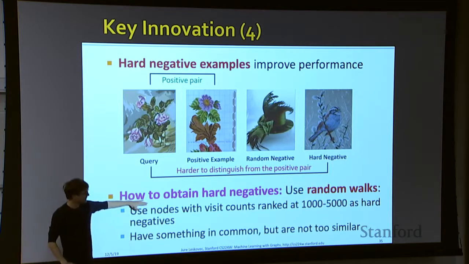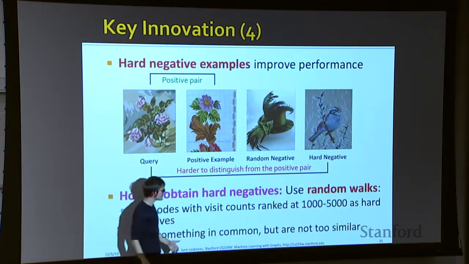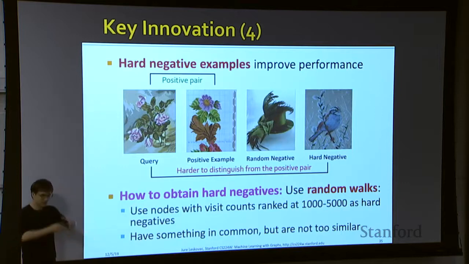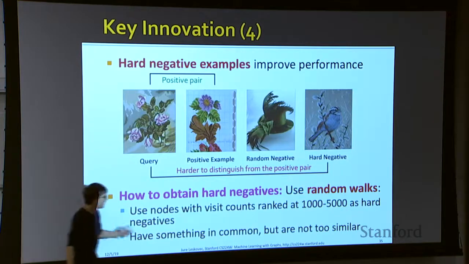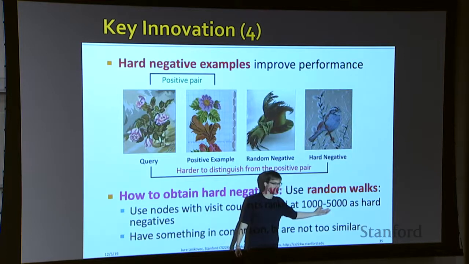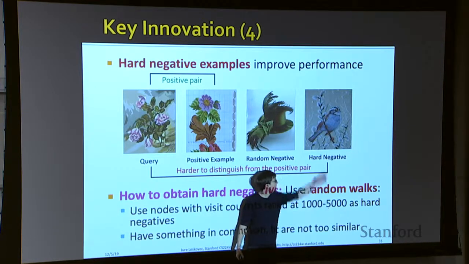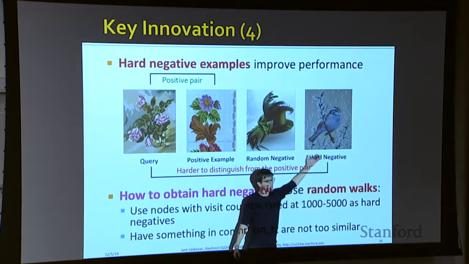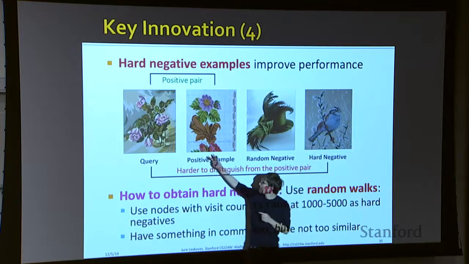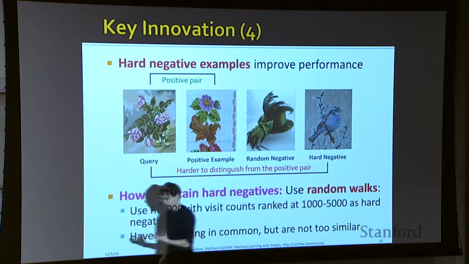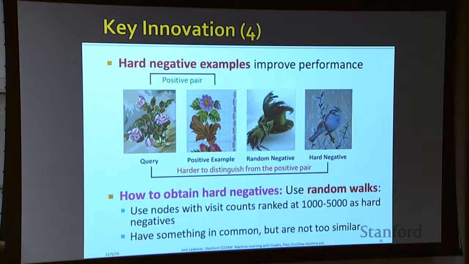How do you obtain hard negative examples? It's a heuristic. The way we use the heuristic is to do a random walk on the pin board graph and take a pin that is at a rank, let's say, between 1,000 and 5,000 and say this is a hard negative example. This is something that is still related, but not super related. Here, it's the same thing, but these are flowers and this is a bird. So that's why it's not related.